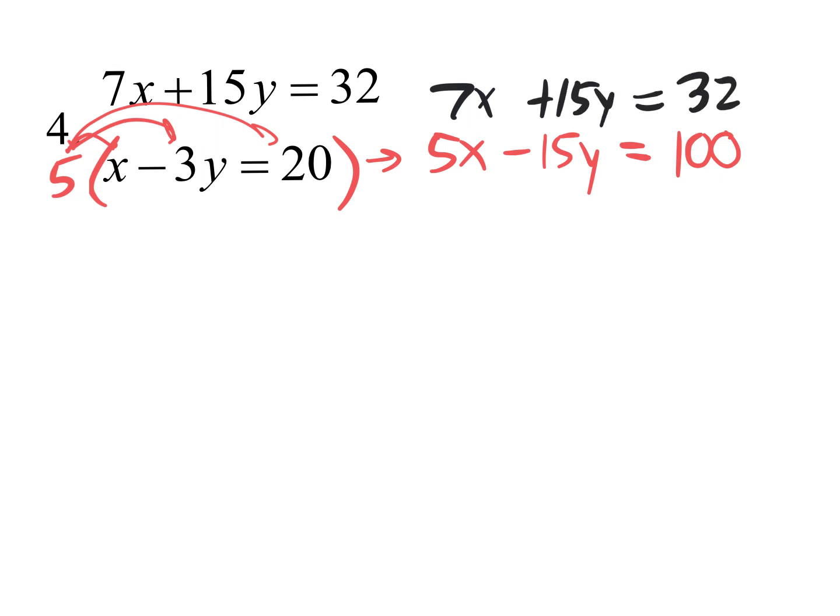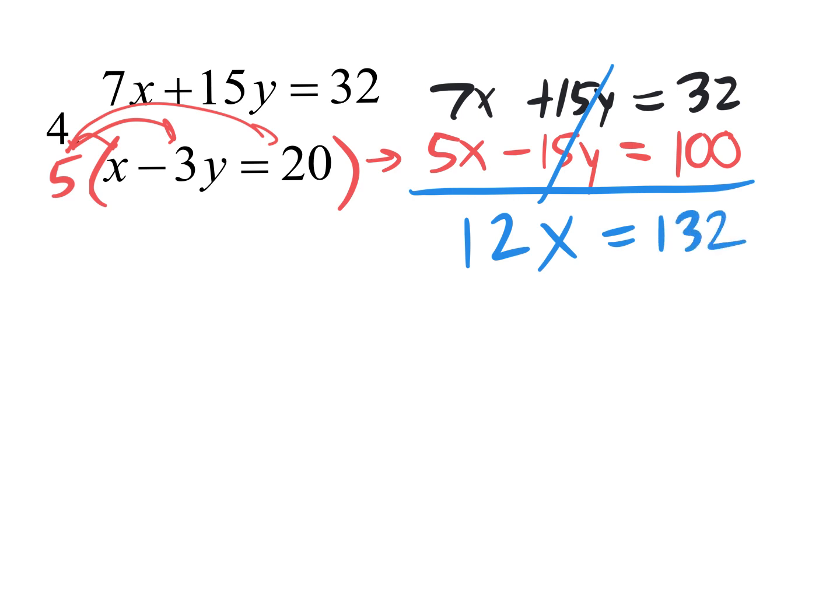And now it really is ready to combine and eliminate those y's. That's why I modified the bottom equation by 5 to get the y's to eliminate. This is where it actually eliminates. They disappear. What is 7 plus 5 when I combine those x's? That is 12 with an x. Bring down the equal sign. What's 32 and 100? That's 132. All I need to do now is solve that simple one-step equation by dividing by 12, and I will get x equals, I believe that's 11.